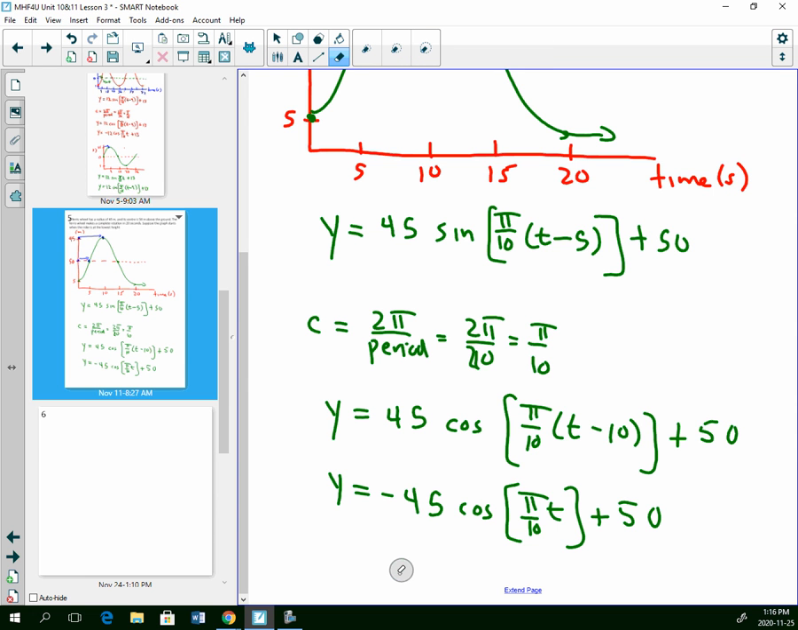And then at some point it might say, find the height of the rider at 12 seconds into the ride. Then you would just put that number in for your time and then just type it into the calculator to find the height. Okay, are there any questions there?